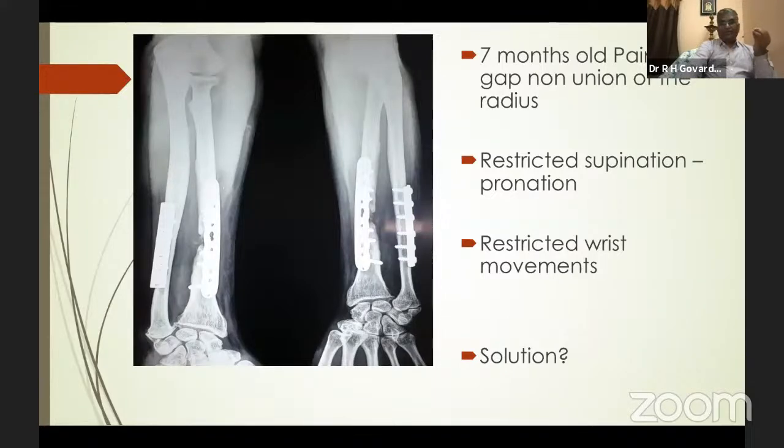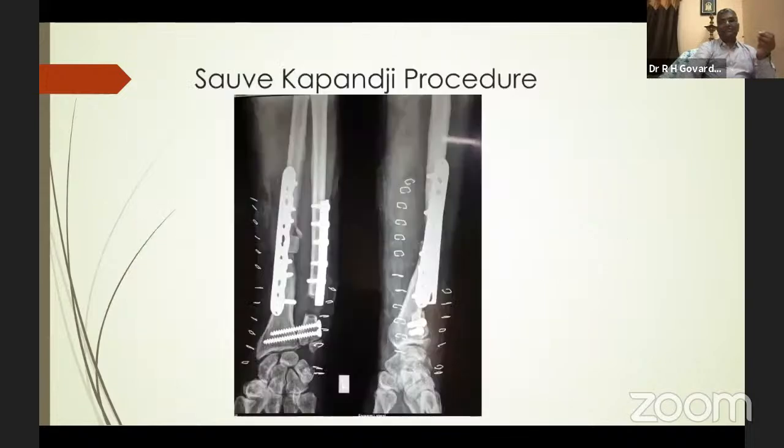Now, we analyzed this and we thought that the best one is to do a Sauvé-Kapandji procedure because you can harvest the bone graft from the ulna and the shortened distal end can be fused with the distal radius, thereby creating a good wrist joint at the local side. Ulnar variance is taken care of.